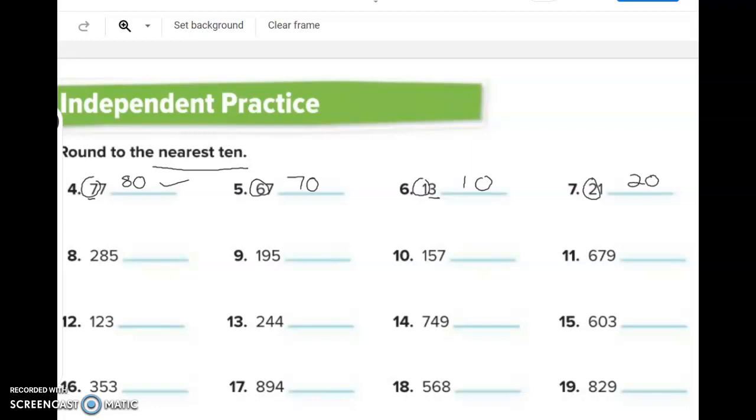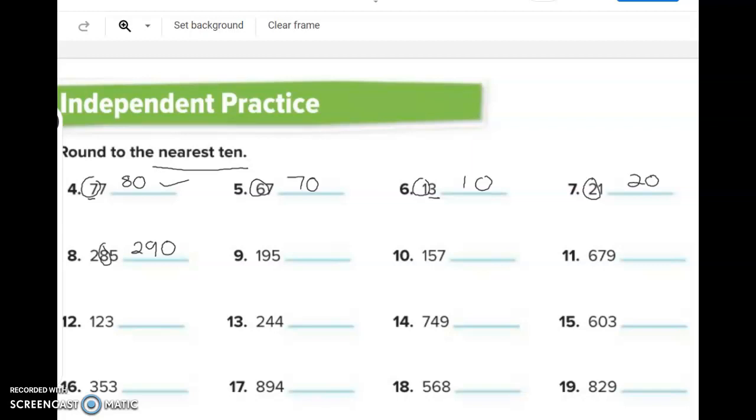Number 8. Number 8 is 285. Now remember, we are dealing with rounding to the nearest 10, so we look at the digit in the tens column, and the digit in the tens column is 8, and to its right we have 5. Now remember, 5 is in the middle, so it means 5 and above will go up to 10, and that means that the 8 will receive 1 more, so it will be 290, because the 8 will become a 9 and the 5 will become a 0. So the number there is 290.